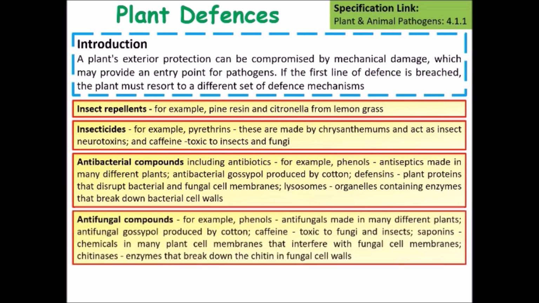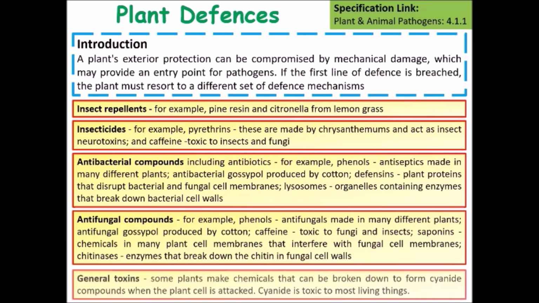Antifungal compounds are compounds that target fungi specifically, outside of the cells of the plant. And finally, general toxins can be made by plants, such as cyanide. Cyanide is really toxic to most living things.